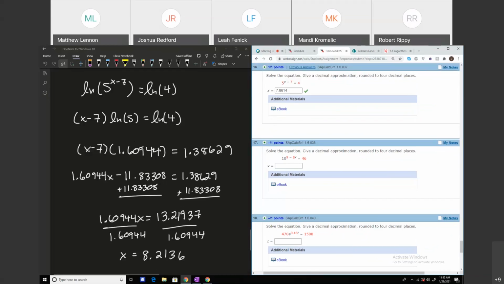See, usually I don't use decimal approximations when I do these. This looks right still. Let me just make sure I did the 1.60944. That's right. Natural log of 4 is also 1.38629. That's true.